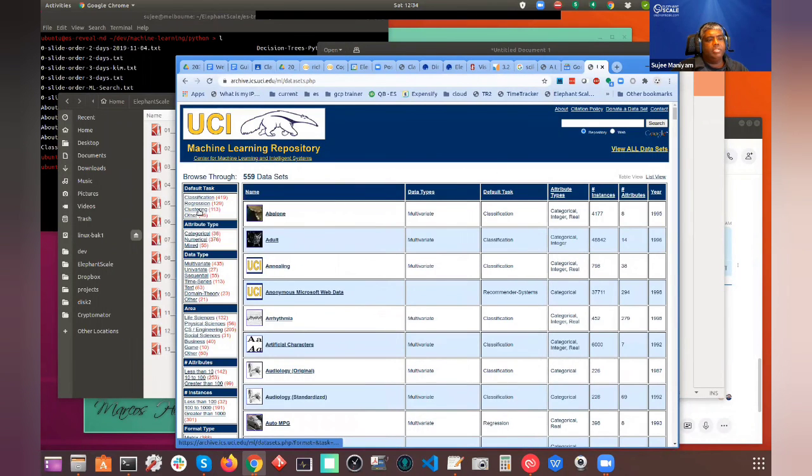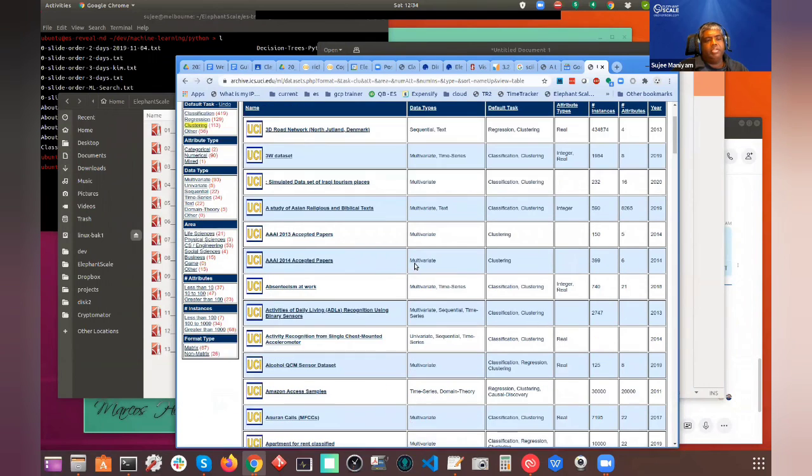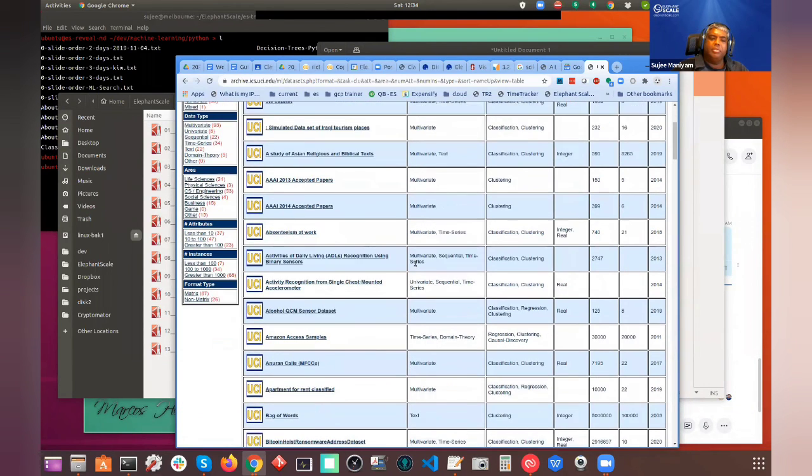See, you can start looking at clustering data sets, right? Now we are done with classification and regression, and now we are going to clustering. So start looking at some data clustering, and maybe find one that you guys like, right?